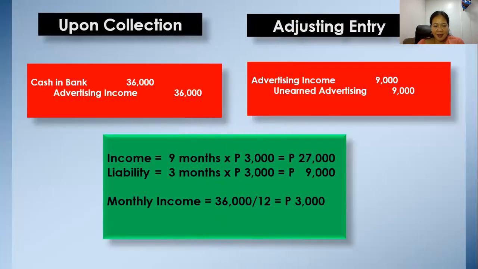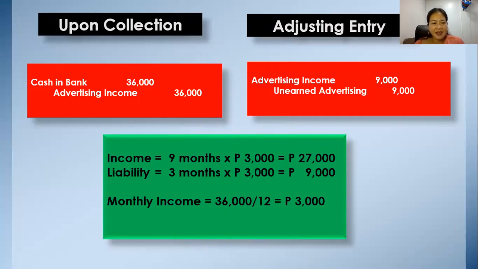So monthly advertising income is 36,000 divided by 12, which is 3,000. If you count April to December, that would be 9 months. So the income portion is 9 months times 3,000, or 27,000, while the liability is the remaining 3 months times 3,000, which is equal to 9,000.